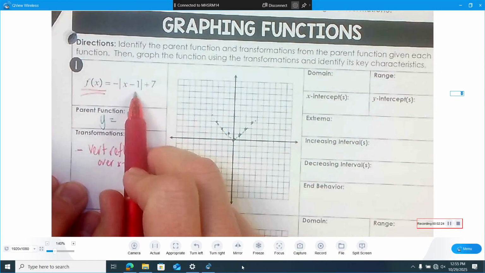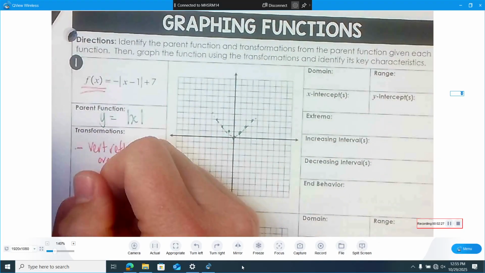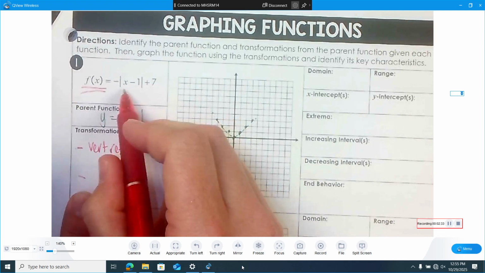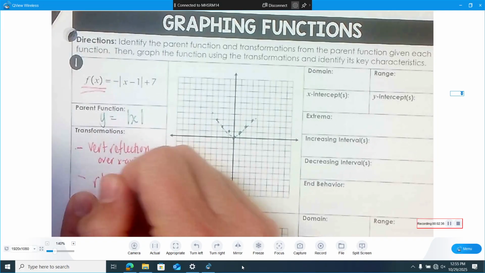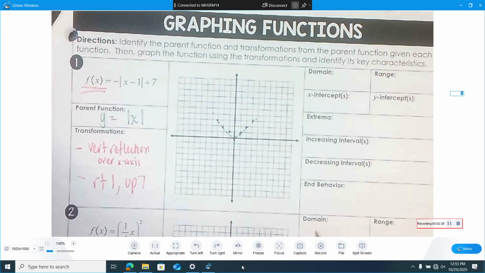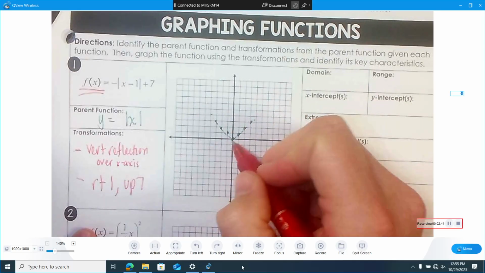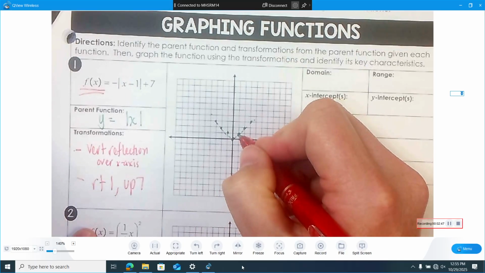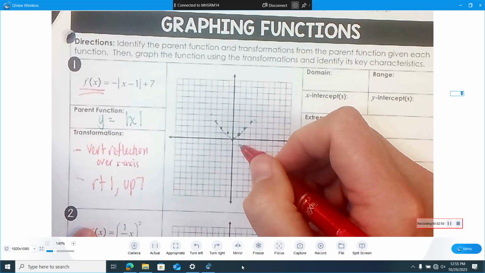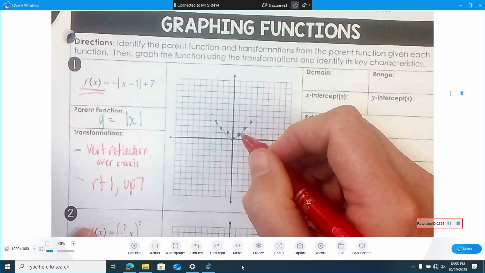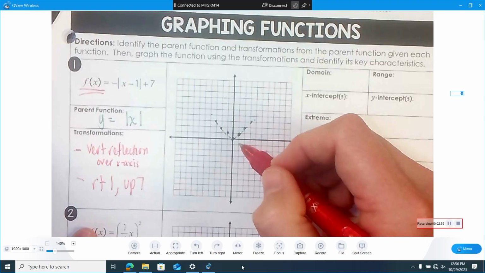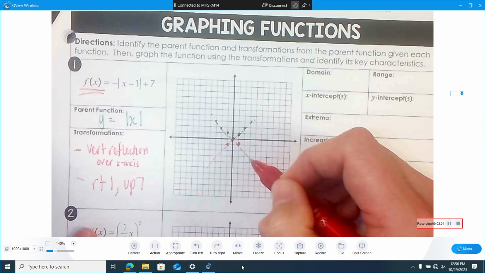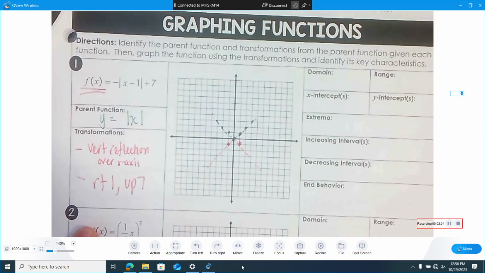And then we can shift it up, down, left, and right. So then what are our shifts? We would go right 1, and up 7. Okay. So what I'm going to do then is I'm going to take my parent graph and first just flip it vertically. So my positive 1, 1 turns into, if you flip it, where does it go? I got to flip it first. 1, negative 1. So it's going to flip upside down. So here's my vertically reflected graph. Okay. So there it goes, flipped upside down.